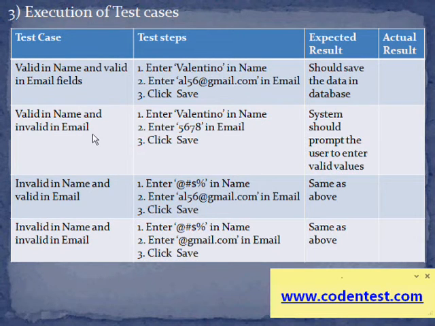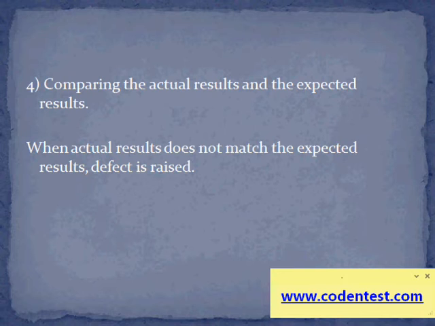So I hope these test cases are understood, and we execute these test cases. That is our third step in functional testing. We prepared test cases and we execute them. And finally the fourth step, comparing the actual results and the expected results.